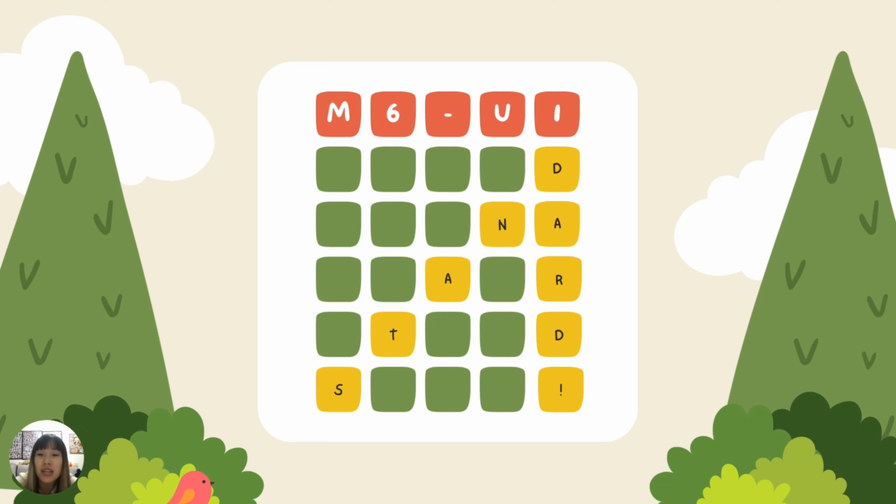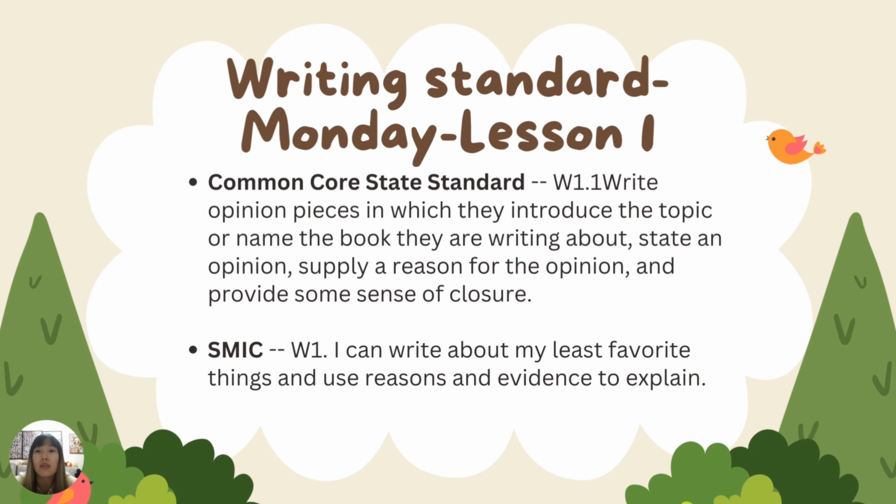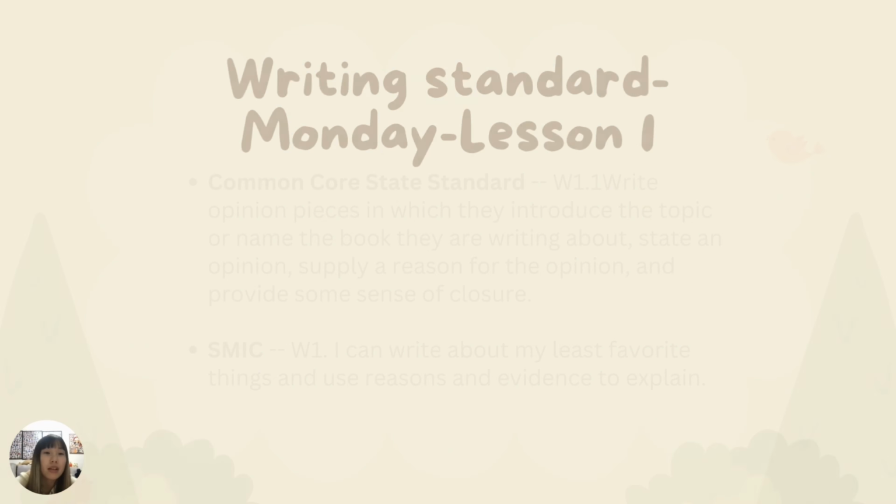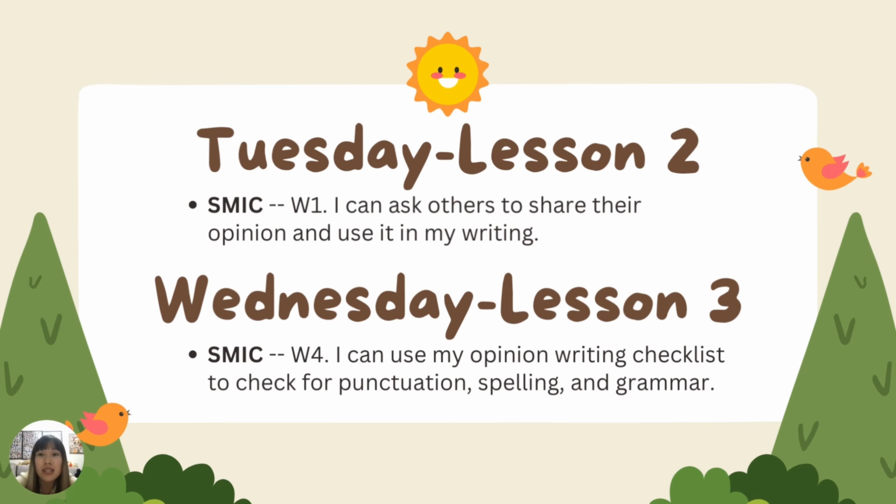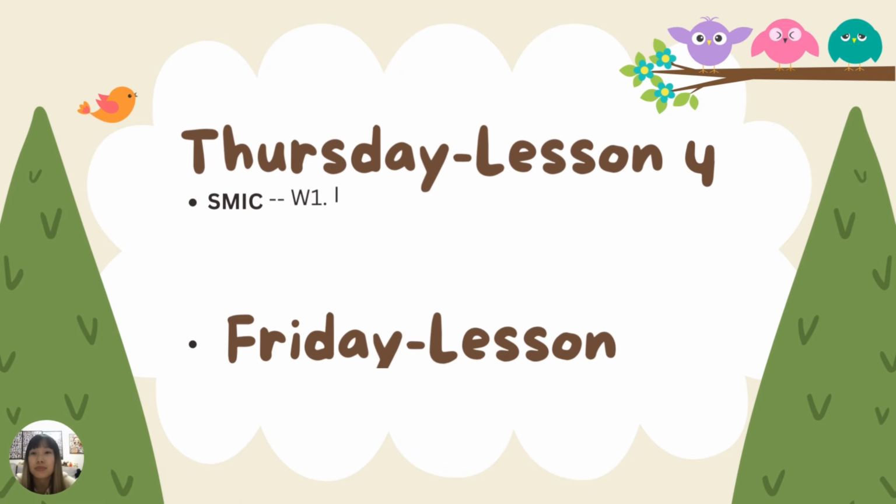But at M6-U1-A1, we say, Writing Point 1. I can write about my least favorite things and use reasons and evidence to explain. We change the explanation to "I can do this and that," so parents will understand the standard more clearly. In this project, I divided it into 5 parts, which are 5 lessons for 5 days. As you can see, M6-U1-A1 divided Writing Point 1.1 into different parts, and each has its own standard.